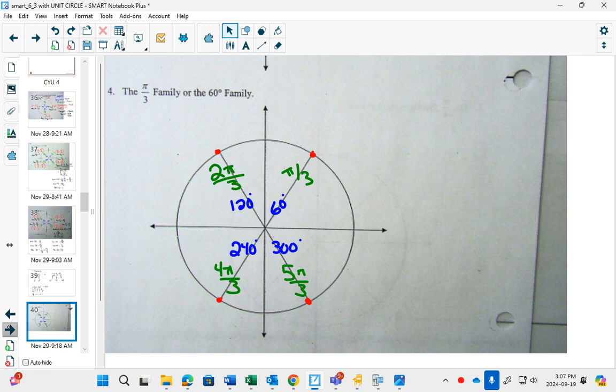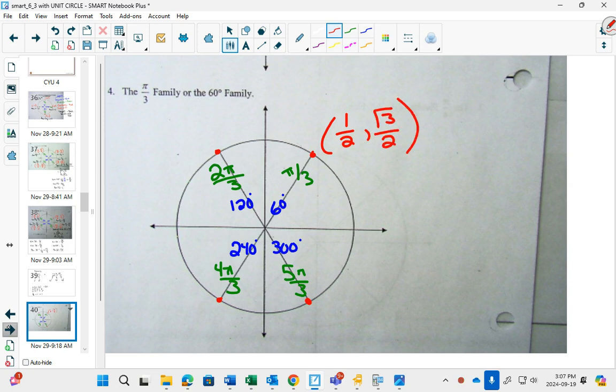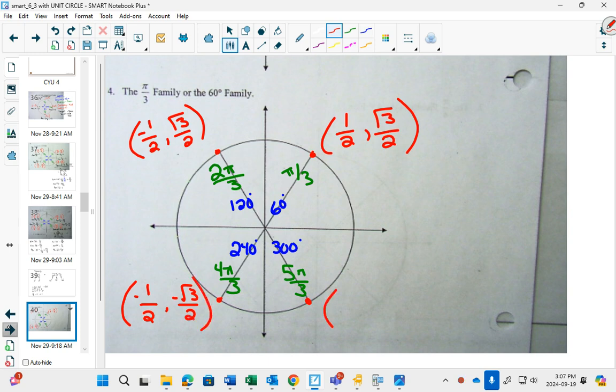How did you do? And then from the special triangle, we now know cos of 60 degrees is 1/2 and sine of 60 degrees is √3/2. So we can now label all of our points. And we can also do tan from our special triangle.